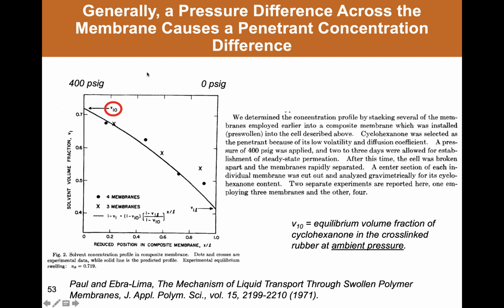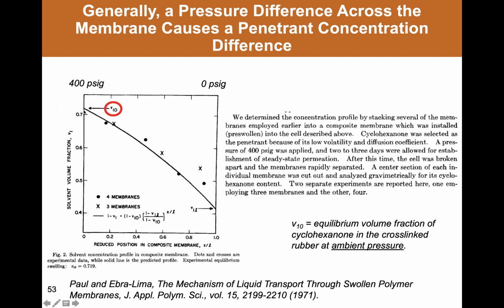These are results from Don Paul in the early 70s. And here they're also measuring the concentration gradient of now an organic penetrant, cyclohexanone, across a cross-linked rubber membrane, and they're finding exactly the same result. That is, as they apply a high pressure to the upstream side of the membrane, the concentration of solvent in the membrane is very close to the value it would have if you just took that rubber and swelled it in cyclohexanone at ambient pressure.